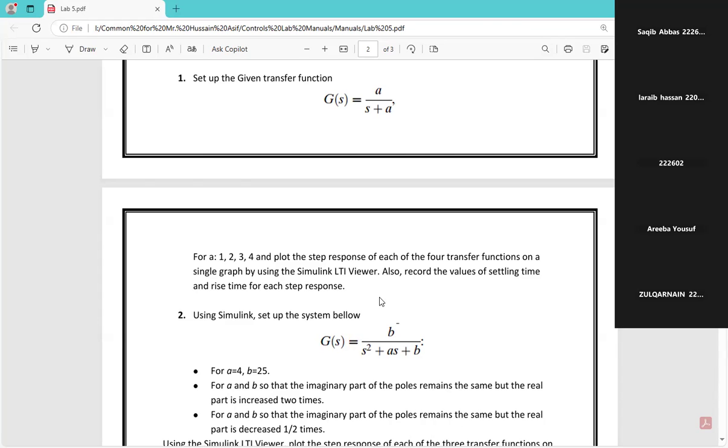Okay, is the whiteboard visible to all of you? Is the whiteboard visible to all of you? Yes, sir. Yes. Okay. Okay.